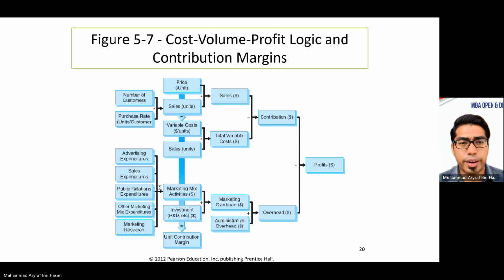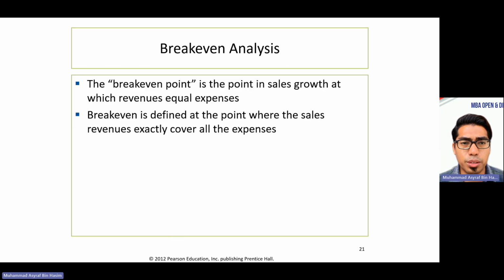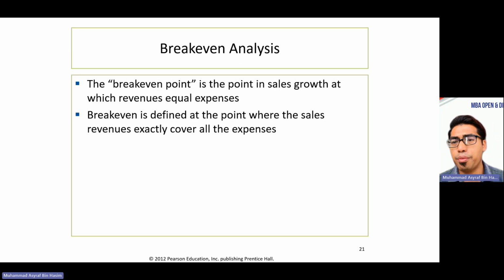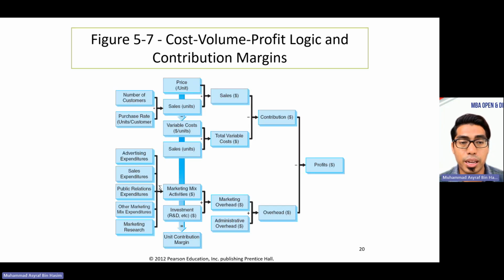Next we move on to the break-even analysis. Break-even is defined as the point in sales where the sales revenue exactly covers all the expenses. Sales revenue is, of course, the unit price multiplied by the quantity sold. Total cost can be divided into two parts: variable cost and fixed cost. This can be summarized in the break-even analysis.